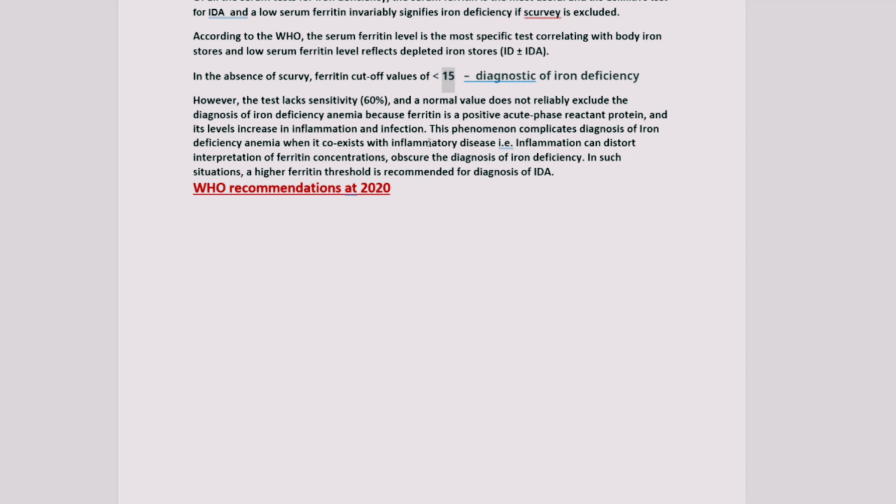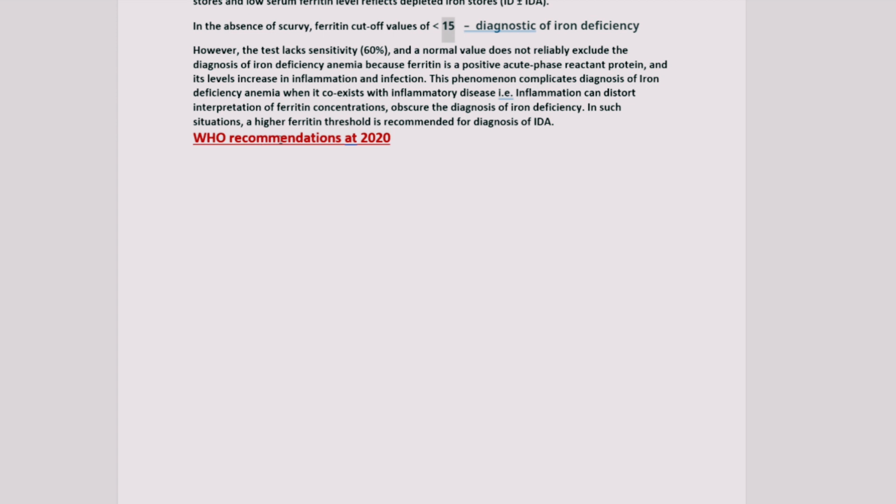This means that if a patient with iron deficiency anemia has infection, inflammation, cancer, something like this, serum ferritin will not be less than 15. It will be more than 15. This phenomenon complicates the diagnosis of iron deficiency anemia when it coexists with inflammatory disease. That's to say, inflammation can distort the interpretation of serum ferritin, obscuring the diagnosis of iron deficiency anemia. In such a situation, a higher ferritin threshold is recommended for diagnosis of iron deficiency anemia.